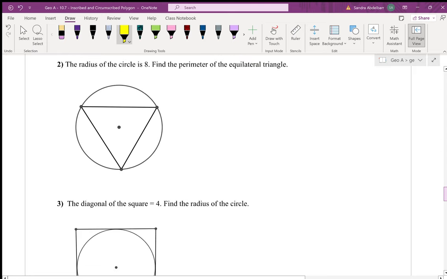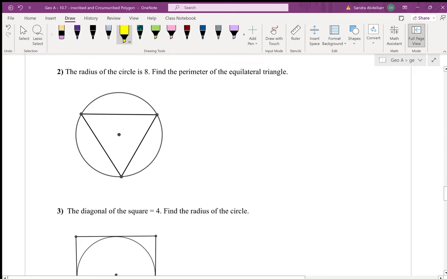All right, these are the big problems. These are the ones we need to know. It says the radius of the circle is 8. Find the perimeter of the equilateral triangle. Whenever you have these inscribed polygon algebra problems, you're going to do this the same way, and you're definitely going to see them on your quiz.